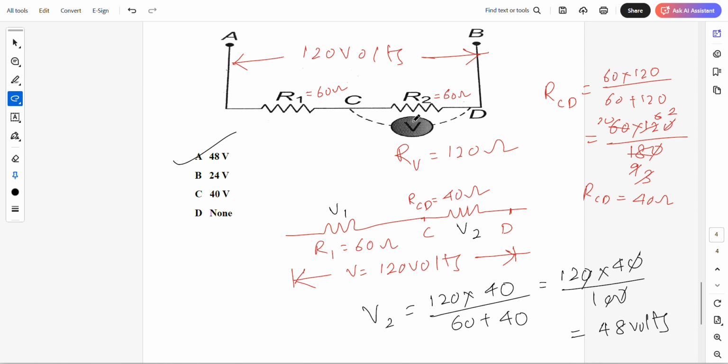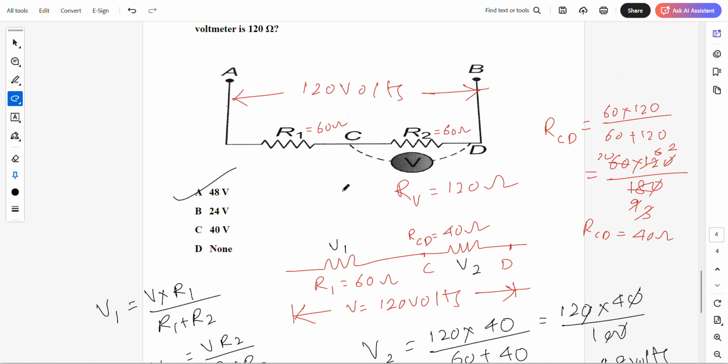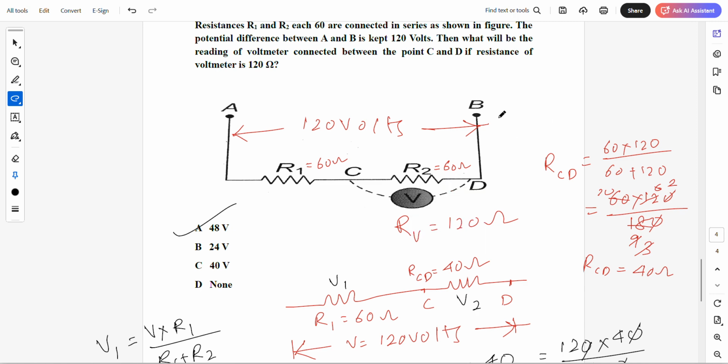Understood? These two are in parallel, therefore calculate the equivalent resistance between C and D. It becomes 40 ohm. Now use the voltage divider. How to calculate V1? V1 is equal to the total voltage V into the resistance of that branch R1 divided by R1 plus R2. V2 is equal to V into R2 divided by R1 plus R2. Using the voltage divider rule you get the voltage across points C and D, that is the reading of the voltmeter, 48 volts.